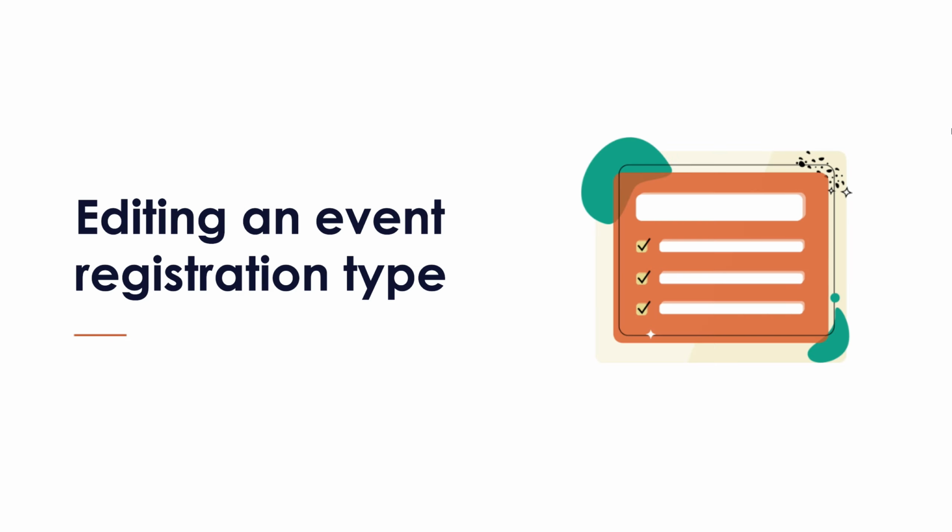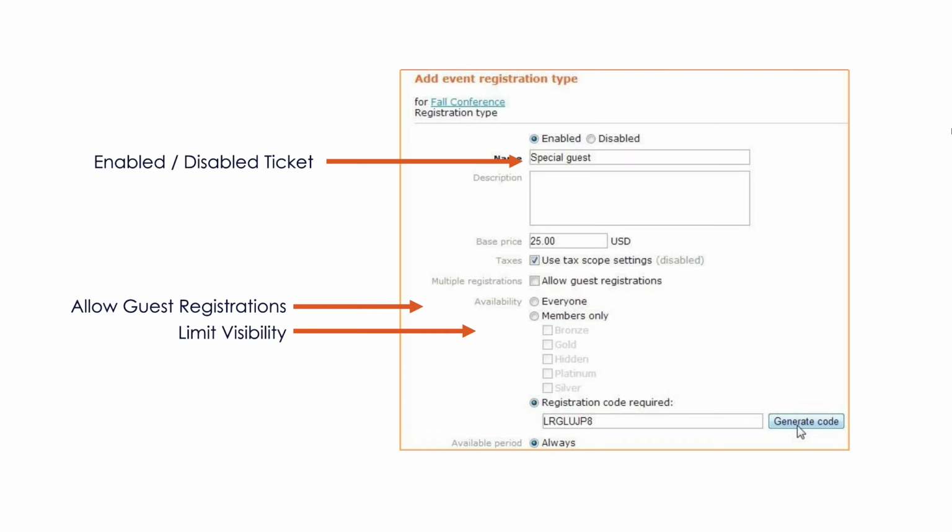Let's talk a little bit about editing an event registration type, which is how people are actually going to register for your events. Here's a brief overview of some of the settings that are available. Right off the bat, you can have the registration type be enabled or disabled. So maybe there are some special registration types that you only want to be available for a limited time, early bird registrations, things like that. Or it's just something you want to be able to shut off when the promotion period's over. You can toggle those registrations as on or off, enabled or disabled.